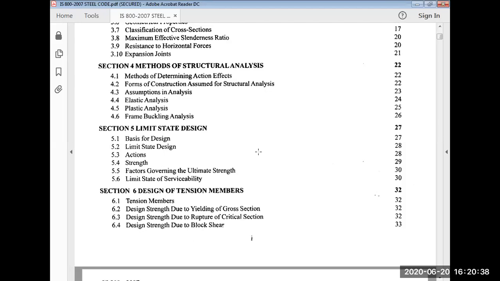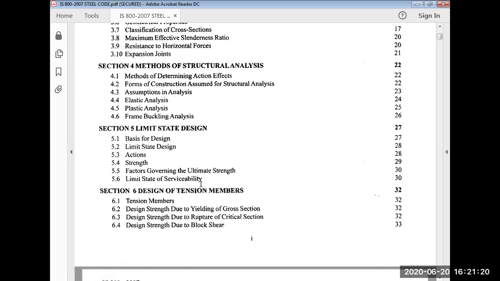Then these methods of analysis are given: methods of determining the action effect, assumptions in analysis, elastic analysis, plastic analysis, frame buckling analysis. That analysis is given in Section 4. Then Section 5, limit state design, whatever we have seen in the last lecture. The strength and serviceability are all given in limit state design in Section 5. Basis for design, action, strength, factors governing the ultimate strength, limit state of serviceability, that is given in Section 5.